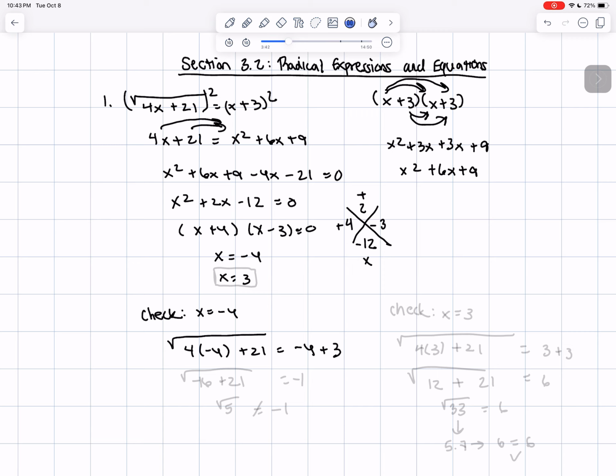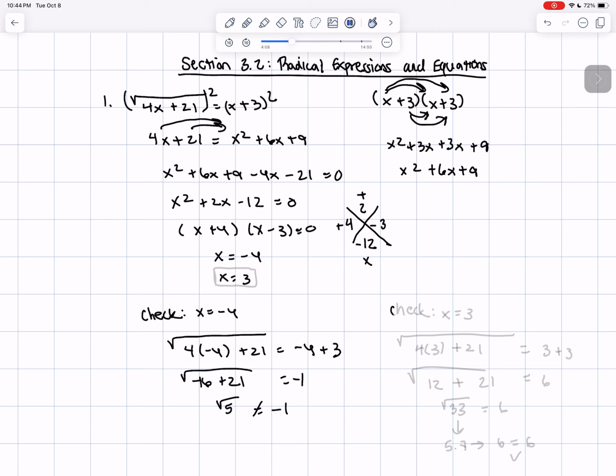So negative 4 plus 3 gives me negative 1, make sure you keep the sign. You have negative 16 plus 21. Negative 16 plus 21 gives me 5. Well, the square root of 5 is going to be a decimal. So the square root of 5 does not equal negative 1, so it doesn't work.